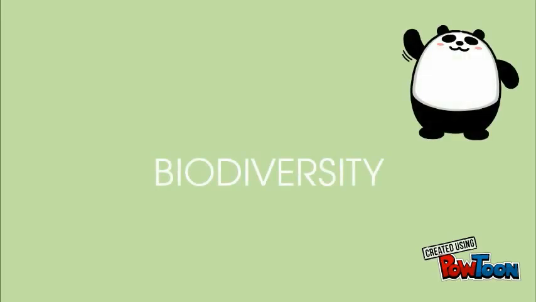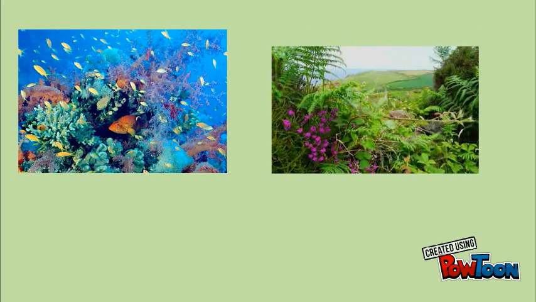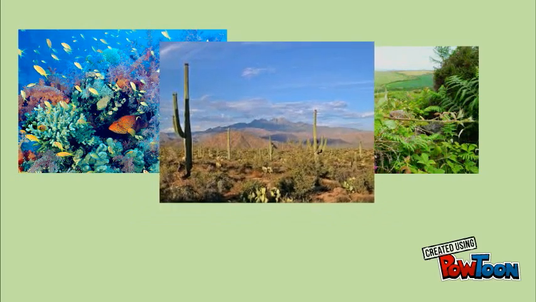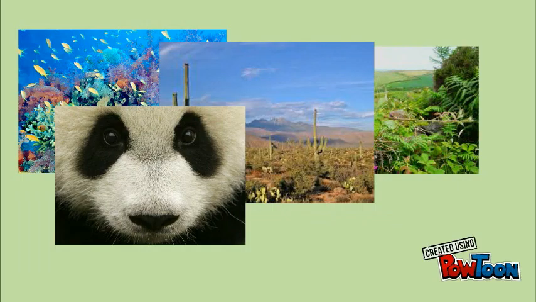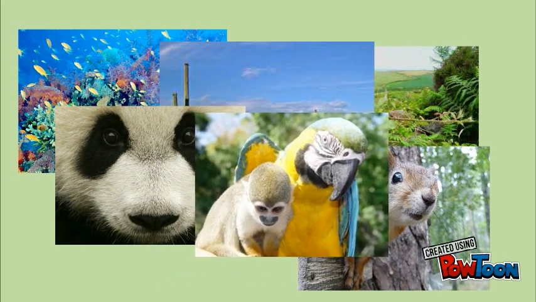Biodiversity. What is biodiversity? Biodiversity is a collective term meaning the totality and variety of life on Earth. Biodiversity includes genetic diversity within species, the variety among species, and the range of ecosystems within which life exists and interacts.